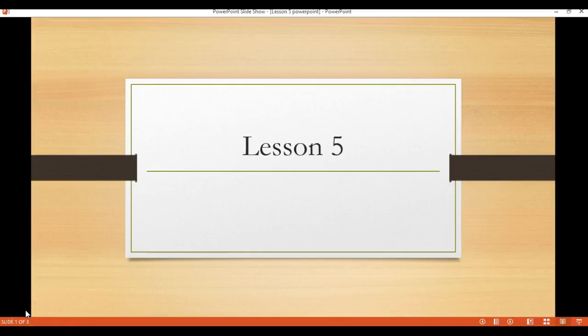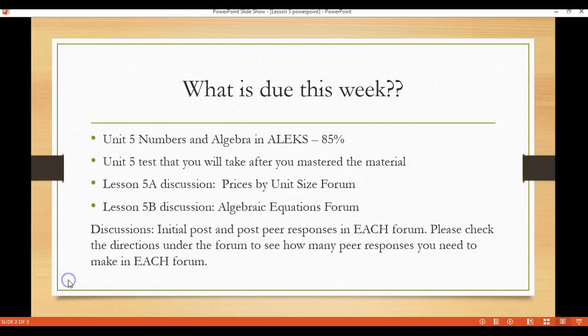Let's start off by talking about what is due this week. You have the Unit 5 Numbers and Algebra piece in ALEKS that needs to be completed with an 85% or above. This means that 85% of your Unit 5 Pie needs to be mastered by the last day of class. Please check the due dates in the announcements to see when this is.